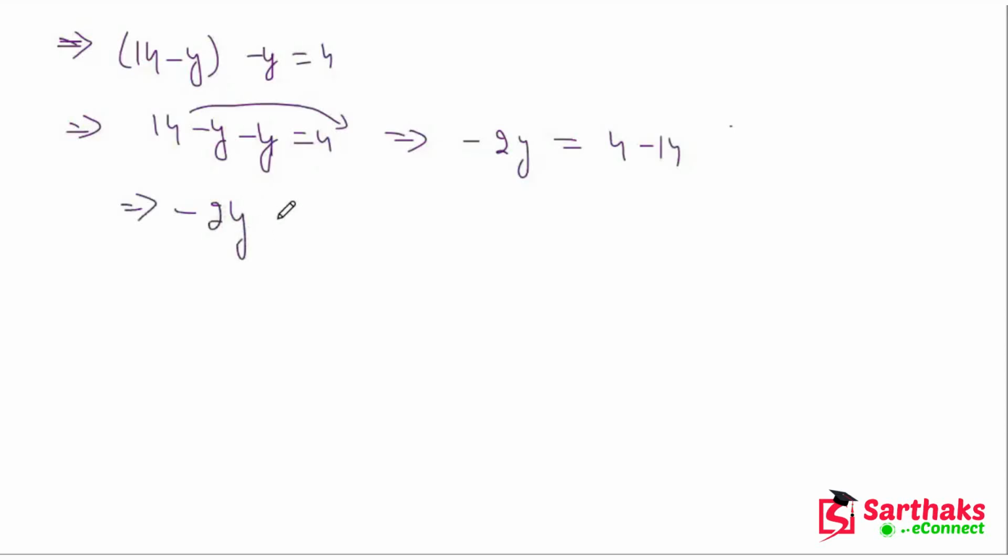Minus 2y is equal to minus 10. Now the minus signs cancel, and y is equal to 10 divided by 2. 10 divided by 2 goes 5 times. So we have the value of y is 5.